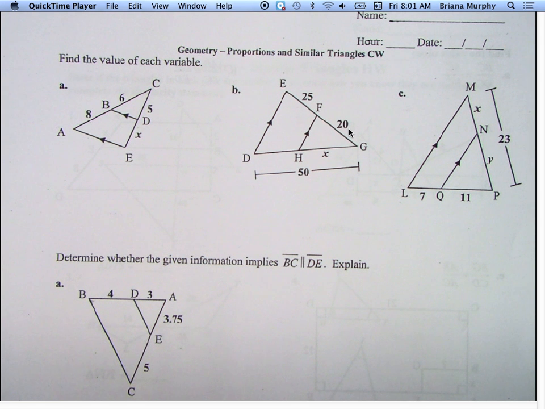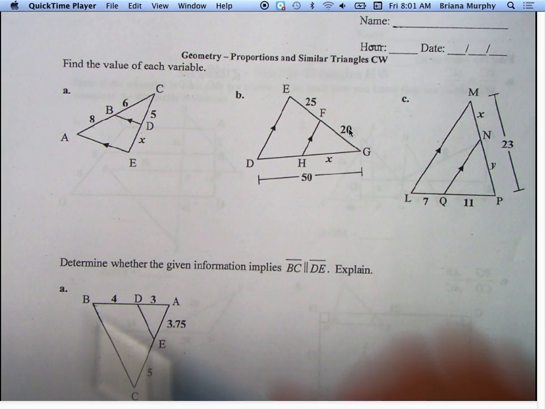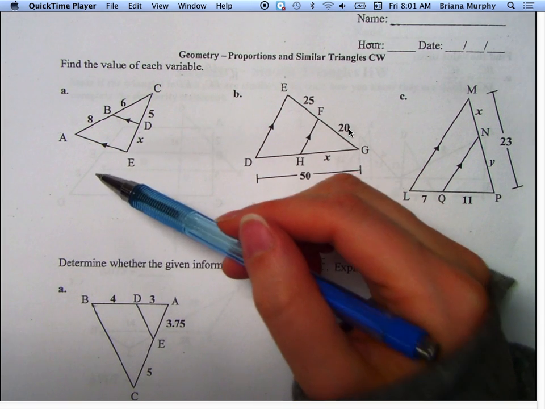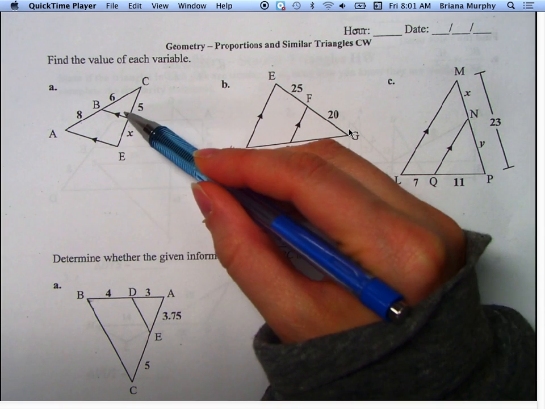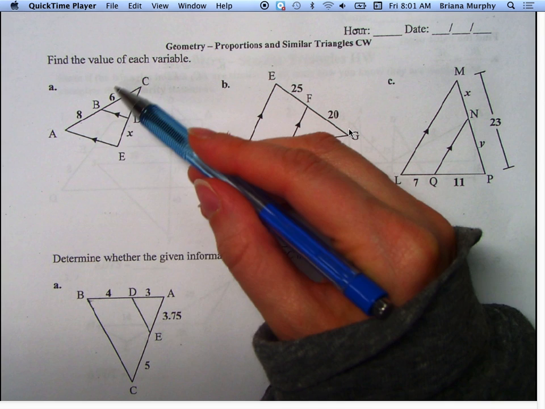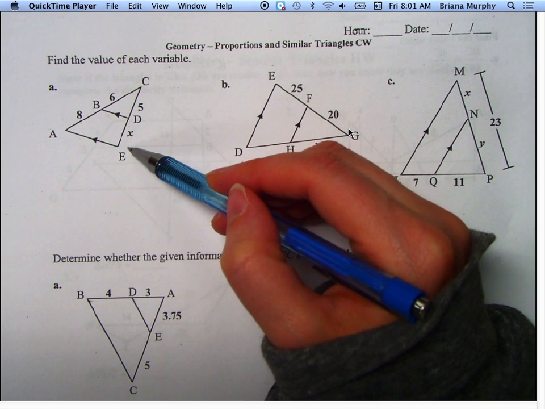Going to do today proportions and similar triangles. There are specific rules about these proportions that we need to go over. Okay, so the first rule is if you have a triangle where inside the triangle you have two parallel lines, then the sides are proportional to each other.